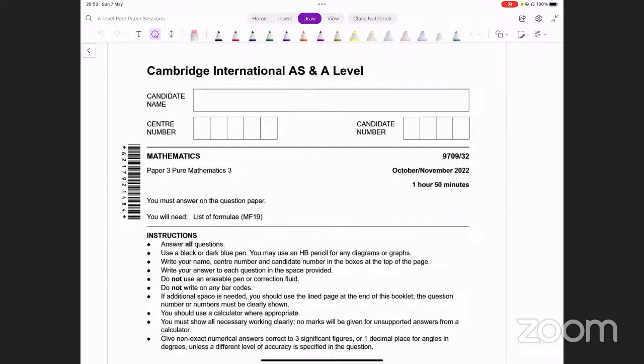So we are resuming with our paper 3 yearly past papers. We are done with all the papers from 2021 to 2023 already, except this November 2022 session. So in the next few days, we will be doing the 3 papers from this session as well.